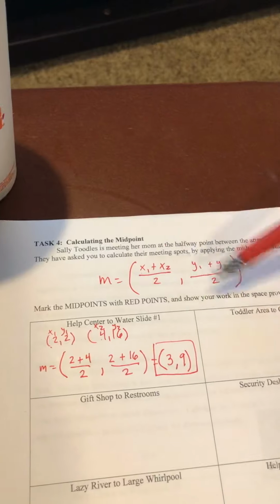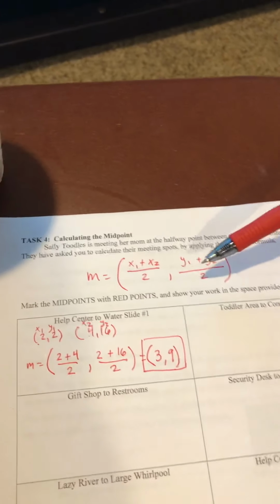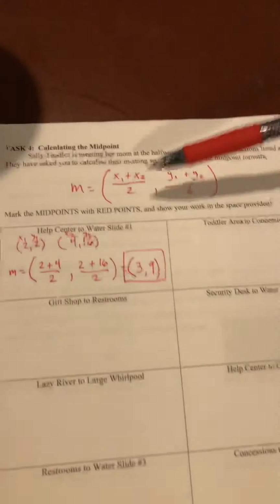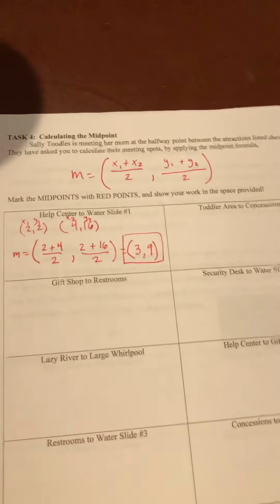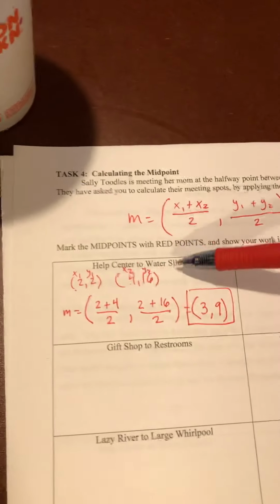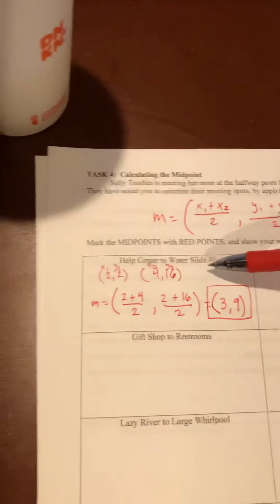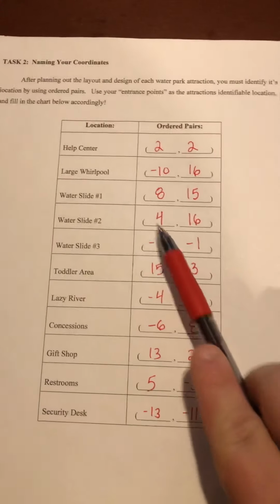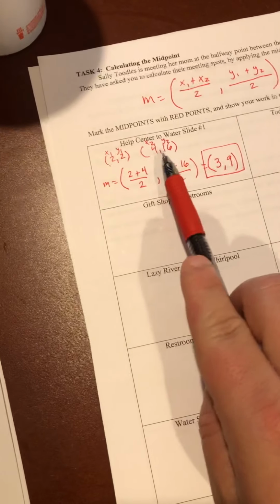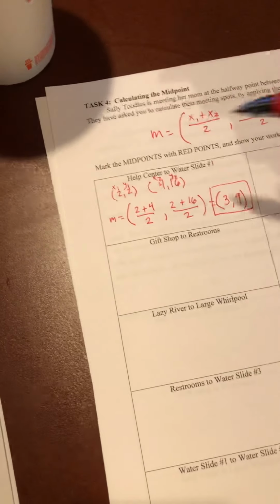This is not going to give you a number like the slope did, like 2.2 or 13.6, or 13 over 6. So it's not going to give you an integer, a fraction, or any kind of number here, but it's going to give me an ordered pair, okay? The first one I'm going to do is the help center to water slide number 1. What I did on my paper, I wrote down 416, which was water slide number 2, not water slide number 1. So I'm going to fix this.